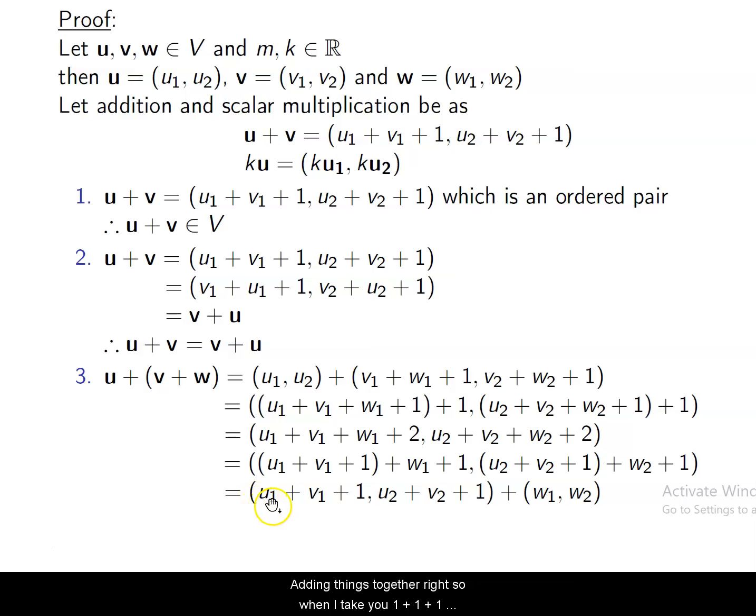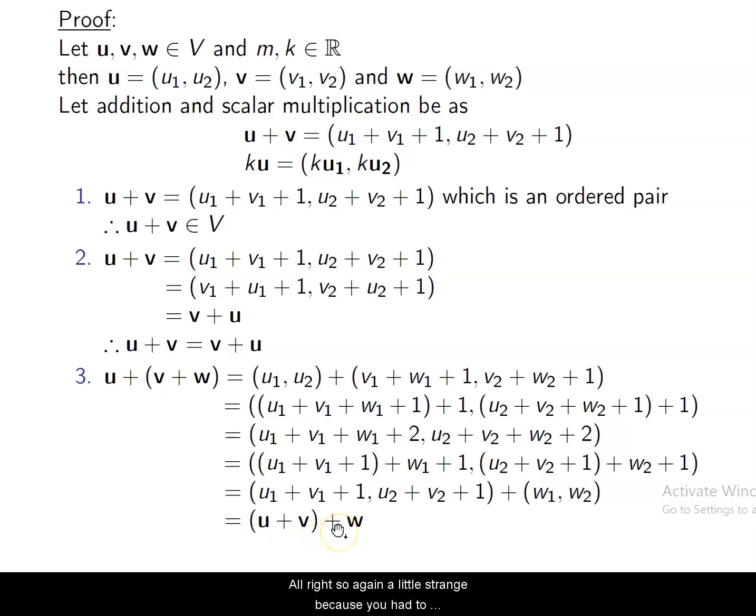So when I take u1 plus v1 plus 1 and I separate out that vector that I added in, that 1 goes away because that's what it looks like when I add it to another vector, just like I did up here. So when I pull this out, that 1 goes away because I'm undoing this thing. So this looks like u plus v and then adding in w.